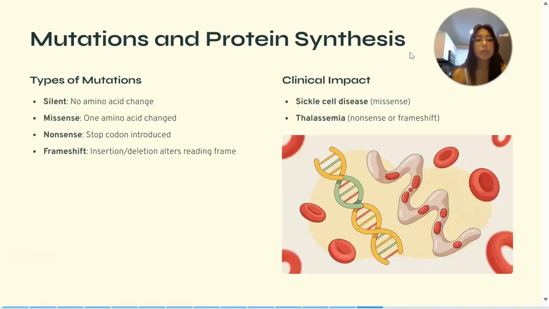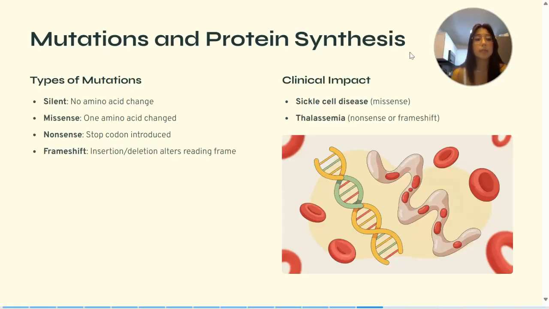Mutations in DNA can impact protein synthesis at multiple levels. A silent mutation changes a codon without altering the amino acid. Missense mutations substitute one amino acid for another, potentially altering function. Nonsense mutations create premature stop codons. Frameshift mutations caused by insertions or deletions alter the reading frame and usually result in non-functional proteins.